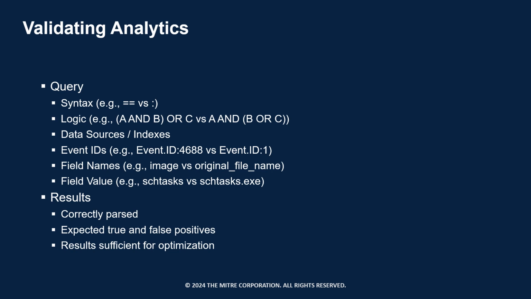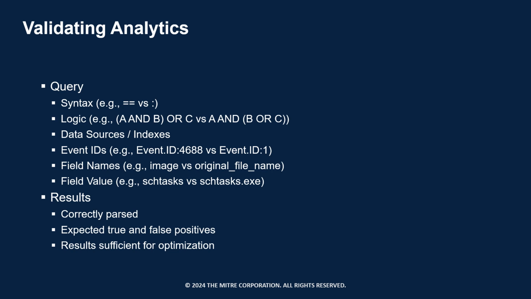We may also incorrectly format values that we are looking for in the different fields. So for example, we might be looking for shatasks when we need to look for shatasks.exe because the value in that field might include the file extension, and without it, we're not going to find that match.